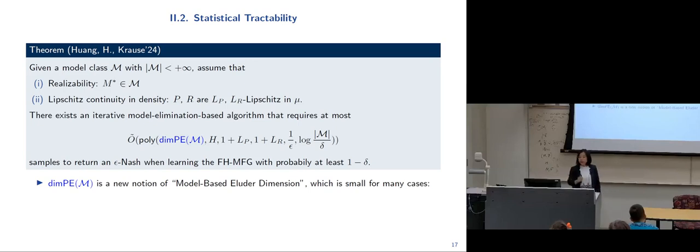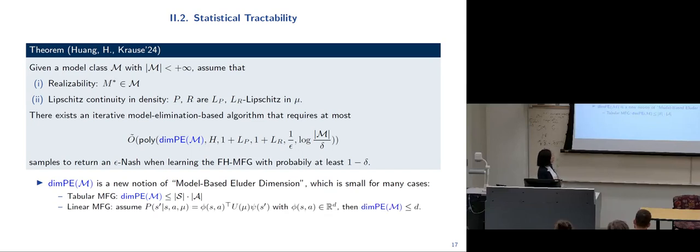Okay, and this intrinsic dimension here is a generalization, a new notion of model-based eluder dimension that is tailored for the mean field game settings. And we prove that this dimension is indeed small for many interesting cases. For example, for tabular mean field games, this eluder dimension is less than or equal to state S times A, similarly as in the single agent reinforcement learning setting. In the linear mean field game settings, if the transition dynamics follow this factorization here, where this feature vector phi is known, then we've shown that this dimension is also less than or equal to the underlying feature dimension D there. Okay.